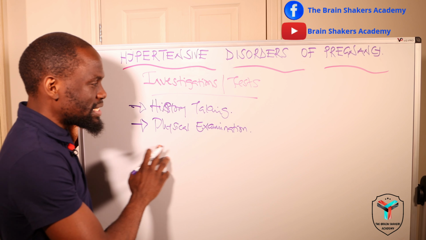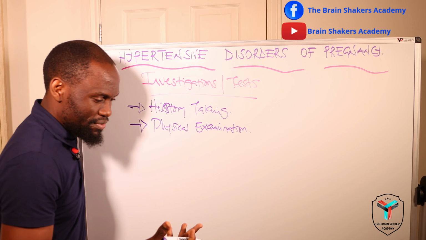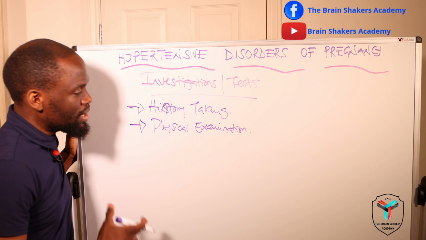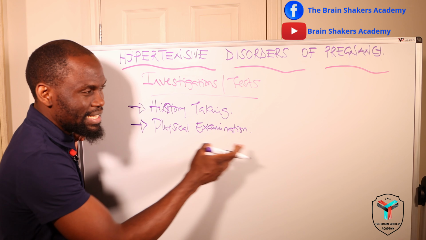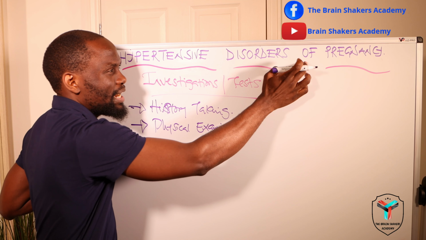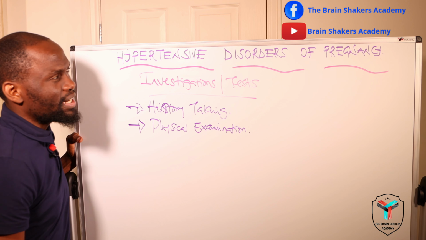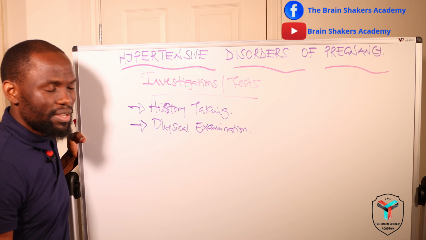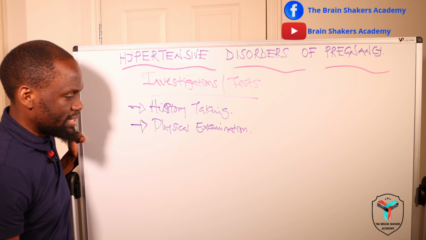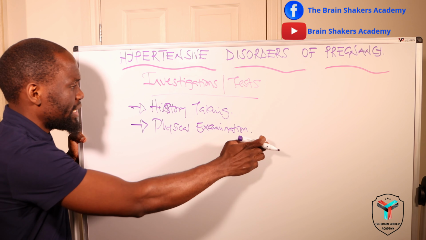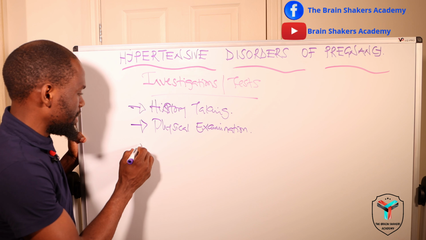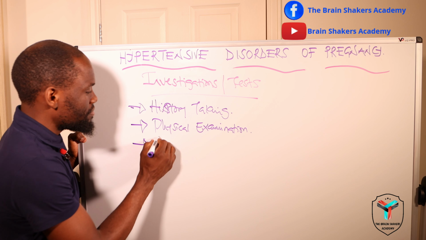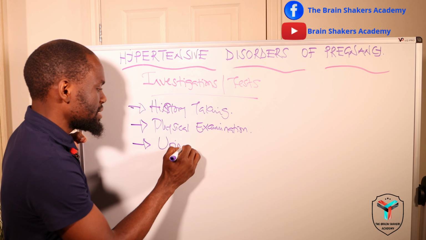And as you do your physical examination, there are a number of things that you would want to listen to. There are a number of things as well that you may want to actually elicit to help you in coming with the diagnosis of that hypertensive disorder of pregnancy as well. So look at the clinical picture or presentation of your patient. Then you can have what we call urinalysis.